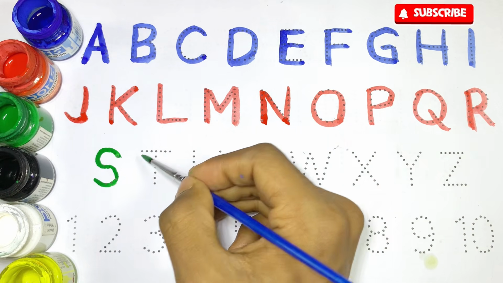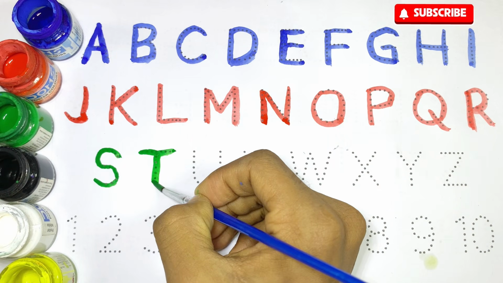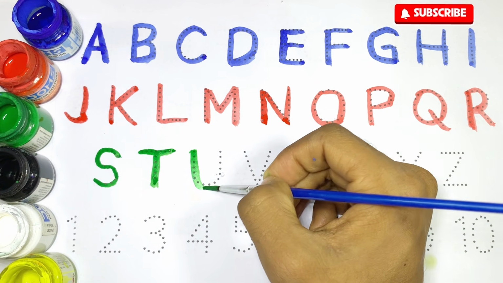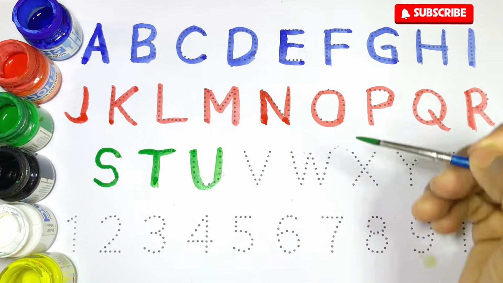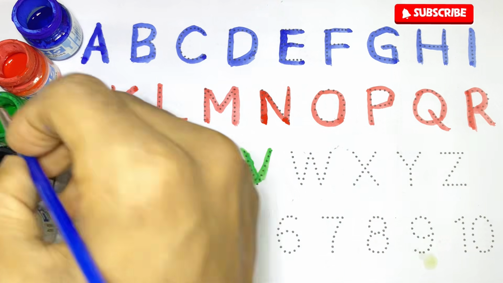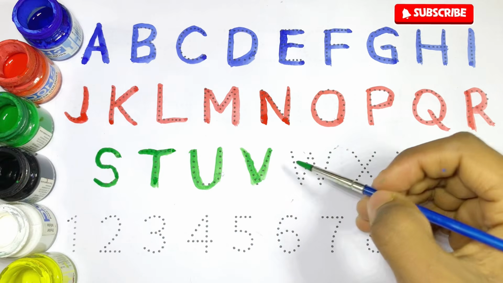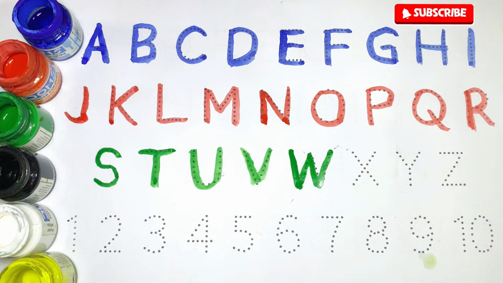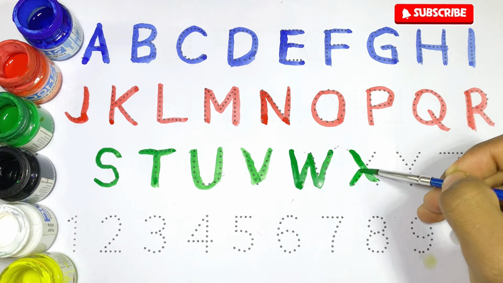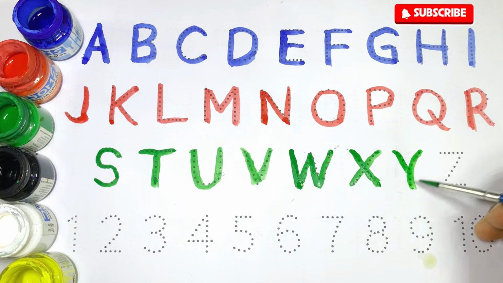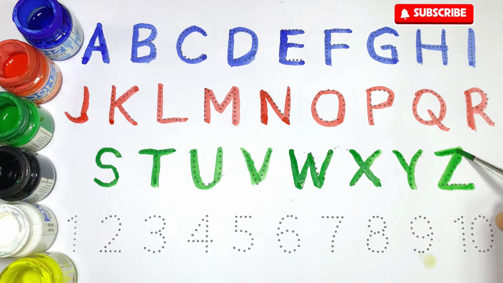S for snake. T. T for tiger. U. U for umbrella. V. V for vanilla. W. W for whale. X. X for X-ray. Y. Y for yo-yo. And Z. Z for zebra.